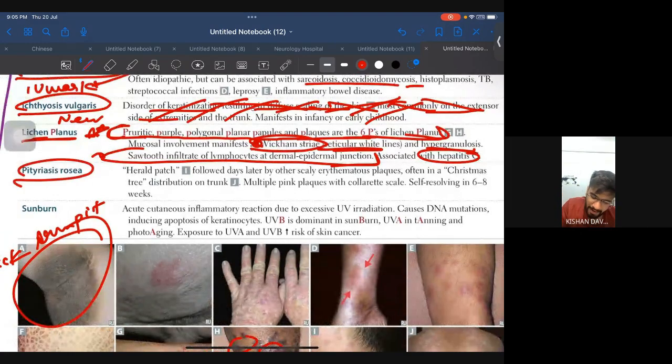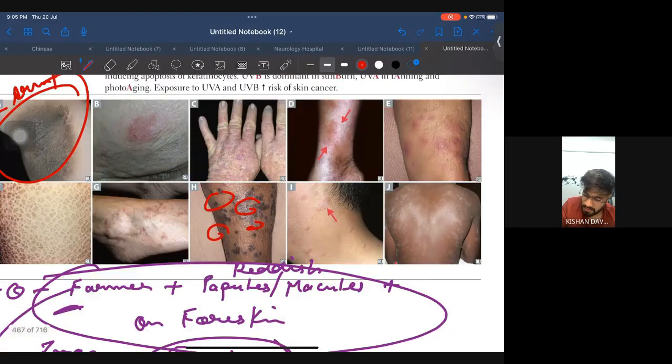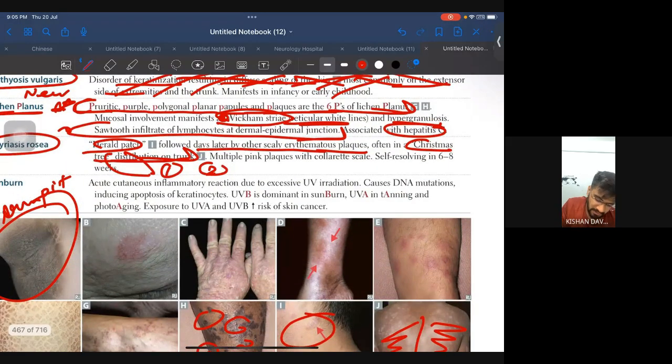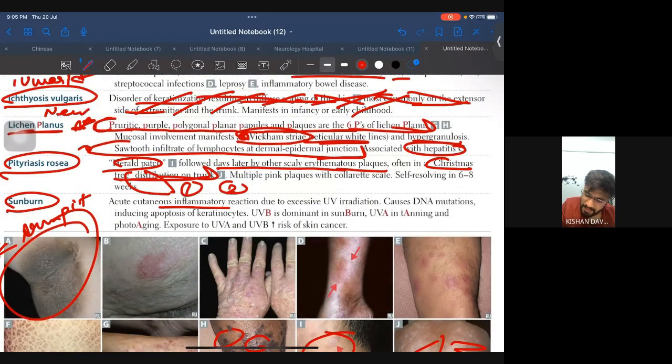Pityriasis rosea, herald patch, followed days later by other scaly erythematous plaques, often in Christmas tree distribution on trunk. Very important. So one is the herald patch and second is Christmas tree distribution. This is what a herald patch is, and see the Christmas tree distribution. Okay, easy to identify. Sunburn. Acute cutaneous inflammatory reaction due to excessive UV radiation causes DNA mutation. So UVB is the most dominant. Okay. So just remember it causes DNA mutation.